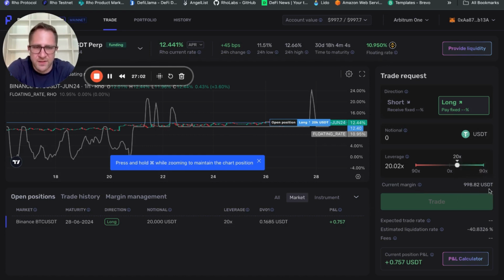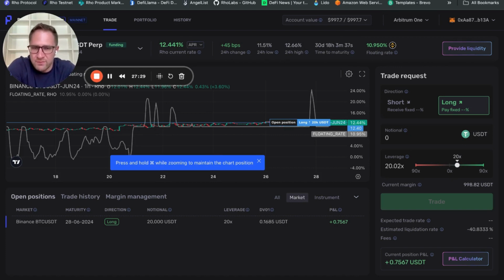Now, if you look here on the right, your current margin reduced slightly because of the fee that we paid, around about 1.2, 1.4 USDT, I think, fee we paid on this trade. There is also something called DV1, which is the fixed income version of delta, which we will talk about a little bit later. And there is some small positive P&L on that trade that we have accumulated already.